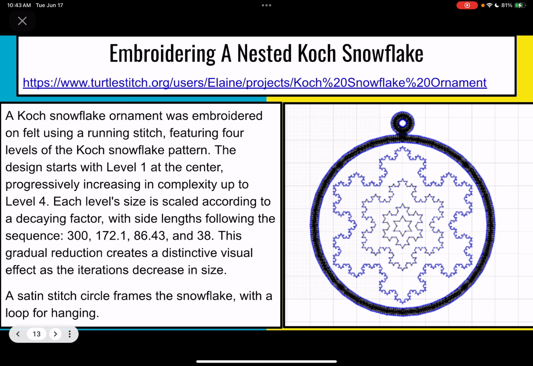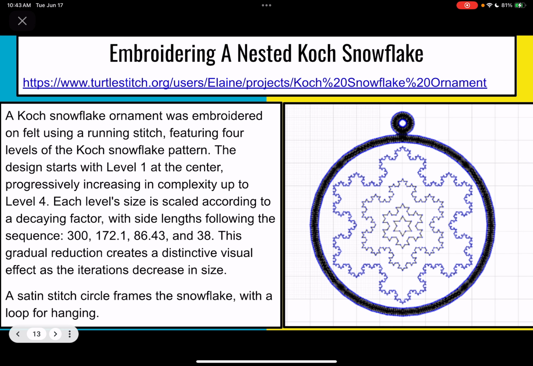Embroidering a nested Koch snowflake. I designed this ornament to showcase 4 different levels of a Koch snowflake. It was embroidered on felt using a running stitch. The design starts with level 1 at the center, progressively increasing in complexity up to level 4.